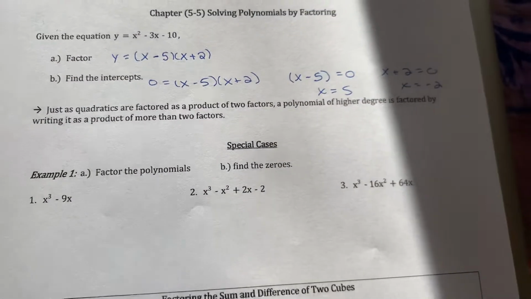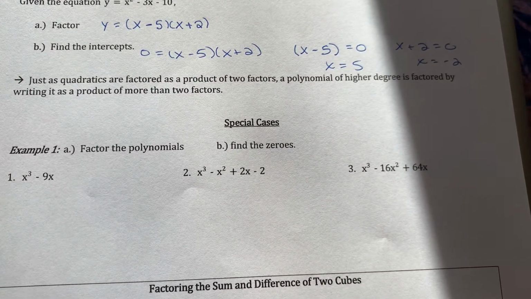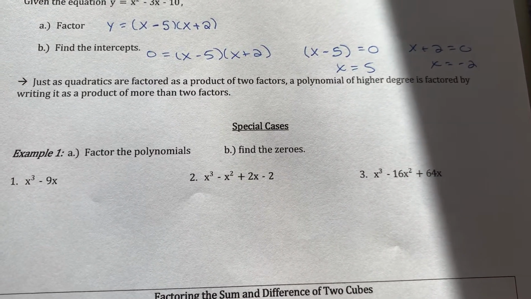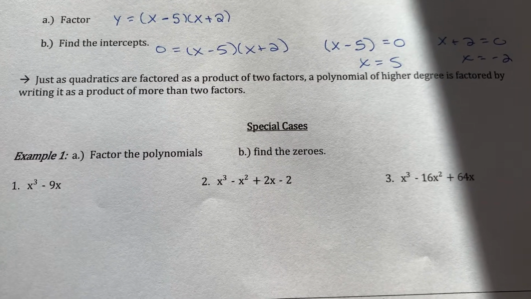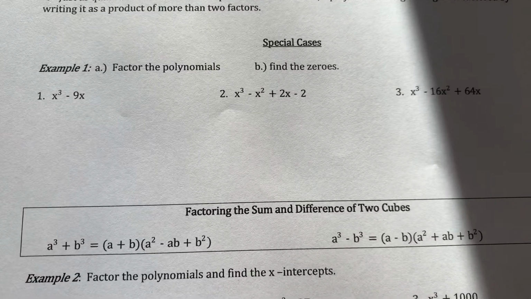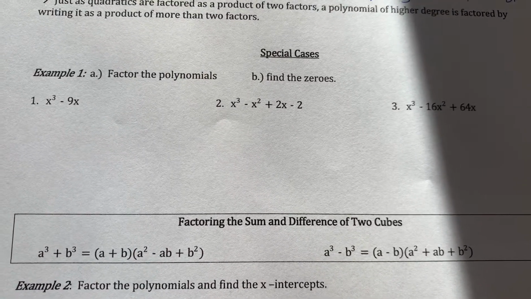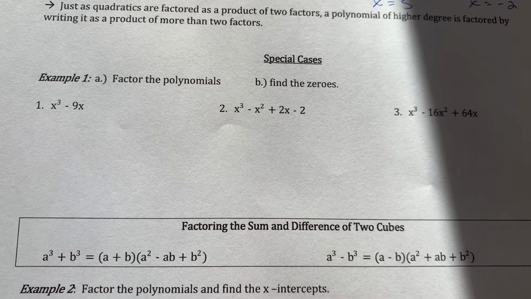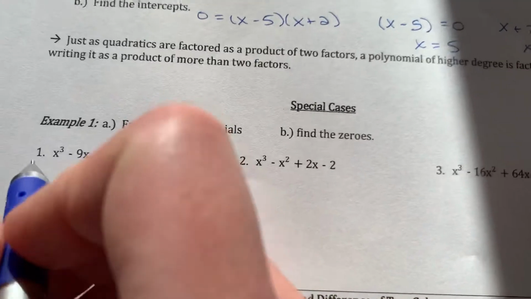Okay, the next one is special cases. So just as quadratics are factored as a product of two factors, a polynomial of a higher degree, like x cubed or x to the 4th, is factored by writing a product of more than two factors. So I'm just concerned about factoring right now. The whole goal is to factor so that you can eventually set the pieces equal to 0 to solve. So I just want you to factor for right now.